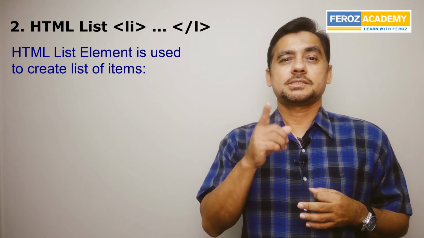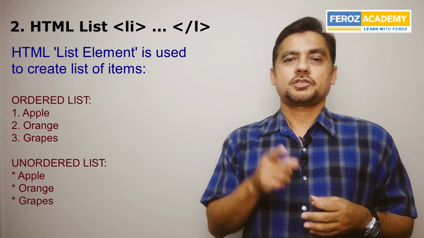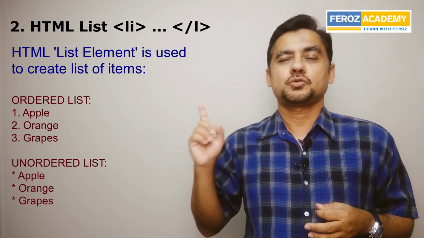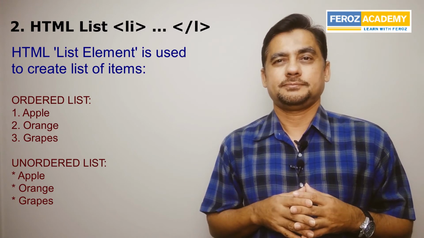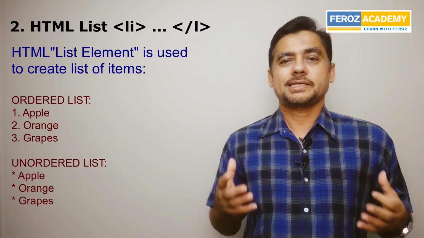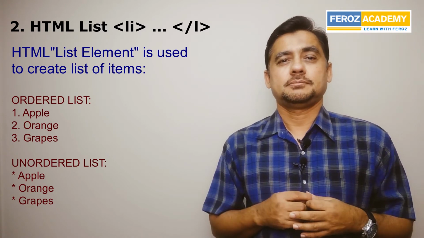You can create two types of list in HTML. Using the HTML list, one is called ordered list or numbered list, and the other one is called unordered or bulleted list. Let's look at the example to understand the difference between these two types of list. For the ordered list, a sequence number is automatically generated for each item.